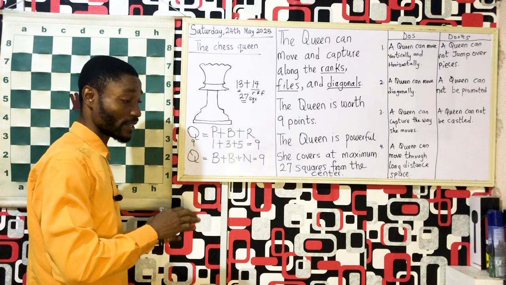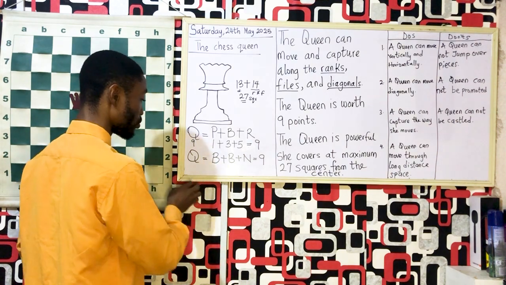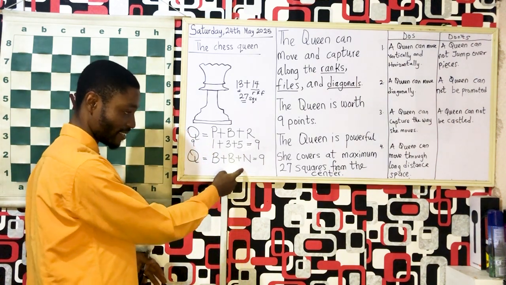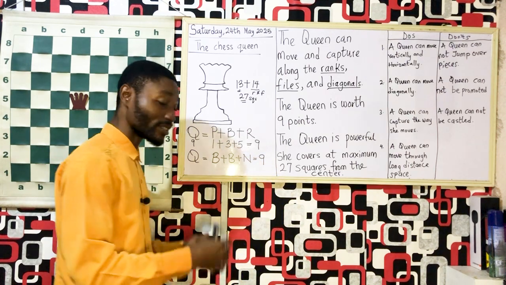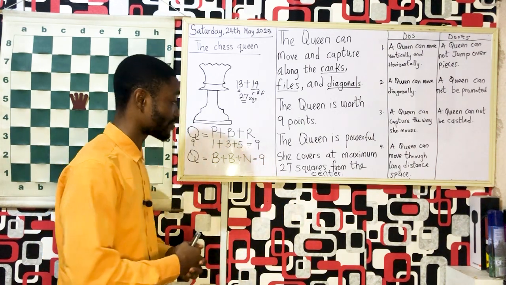So you have to be extremely careful. Do not lose either your queen or 2 bishops and a knight on the board. No, that is losing 9 points of materials.